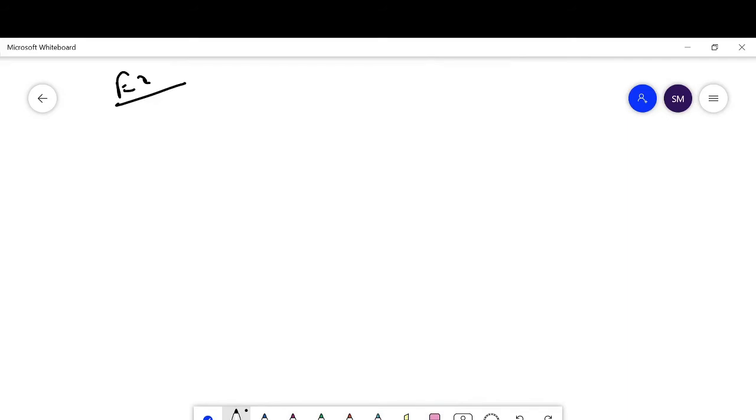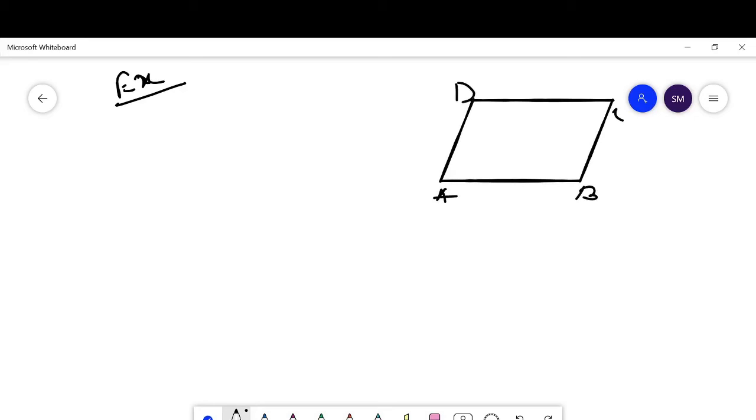Please practice a variety of questions. Here the question says two sides of a parallelogram are 40 centimeter and 50 centimeter. Here ABCD is a parallelogram, and the two sides of the parallelogram are 40 and 50 centimeter. This is 50 centimeter and this is 40 centimeter. And the altitude corresponding to the side 50 is 20 centimeter. Here this altitude is given as 20 centimeter.